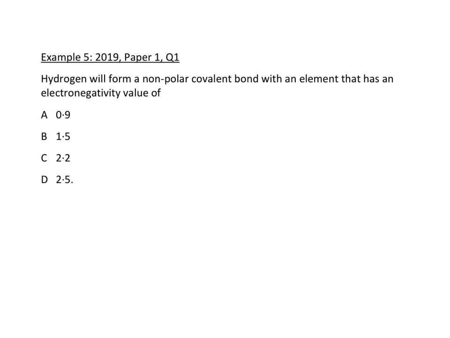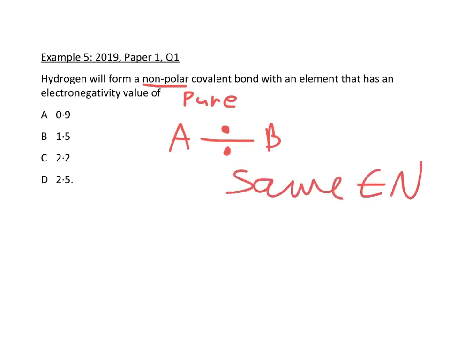Our final example is: hydrogen will form a non-polar covalent bond with an element that has an electronegativity value of what? Non-polar is just a different way of saying a pure covalent bond. And with a pure covalent bond, the electrons are shared equally between the two atoms that are bonding. For this to happen, they must have the same electronegativity. So we're looking for something that has the same electronegativity as hydrogen. If we go to our data booklet and look up hydrogen, we find the electronegativity is 2.2. So that gives us an answer of C.